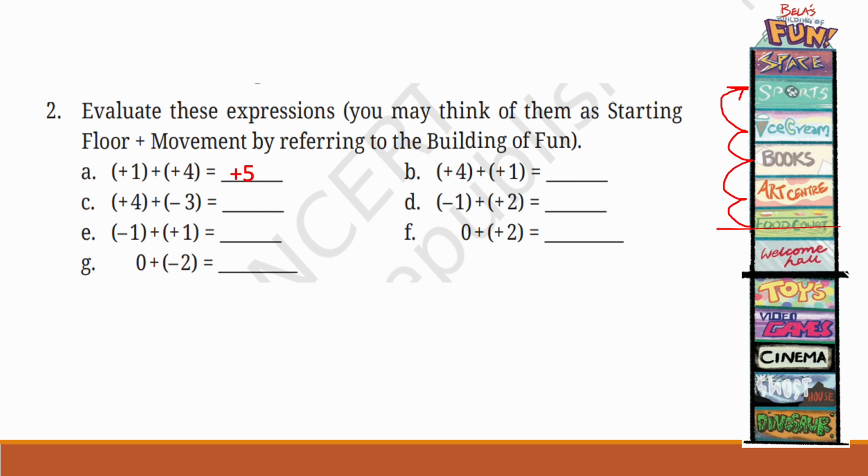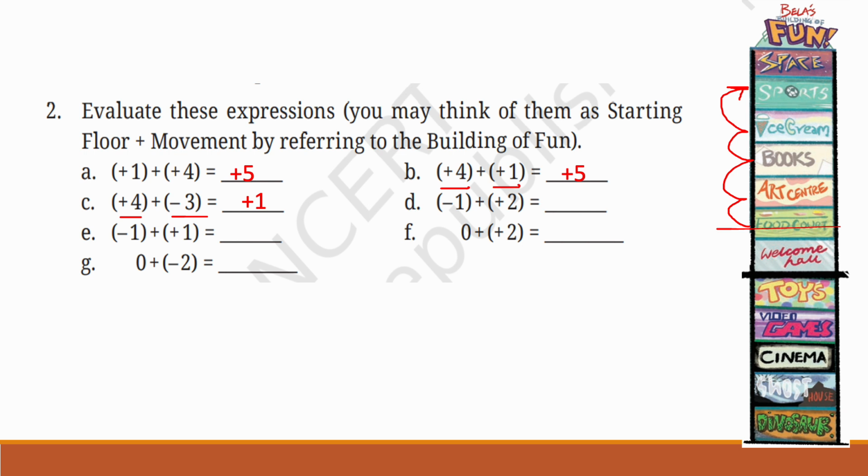The next one, +4 plus +1. Here both numbers have the same sign, so you just add the numbers. 4 plus 1 is 5. You put the positive sign. Then next, +4 plus -3. Here the two numbers have different signs. One is positive, the other is negative. So you subtract the smaller number from the larger number. What is 4 minus 3? 1. Then you put the sign of the greater number, that is +1.